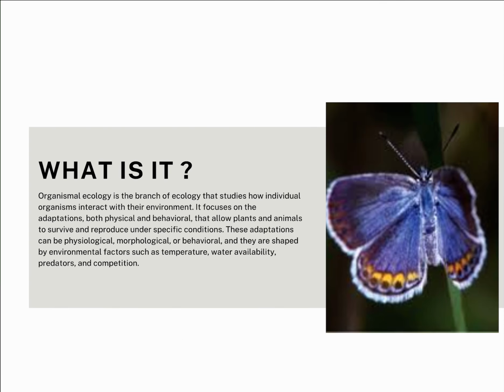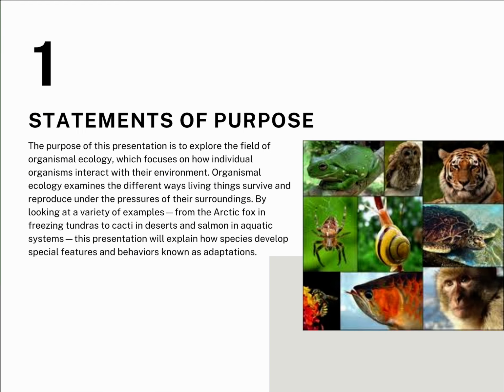What is it? Organismal ecology is the branch of ecology that studies how individual organisms interact with their environment. It focuses on the adaptations, both physical and behavioral, that allow plants and animals to survive and reproduce under specific conditions. These adaptations can be physiological, morphological, or behavioral, and they are shaped by environmental factors such as temperature, water availability, predators, and competition.